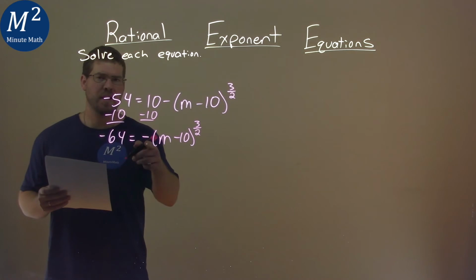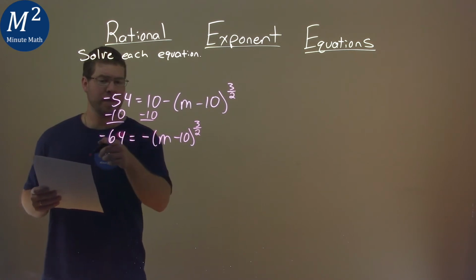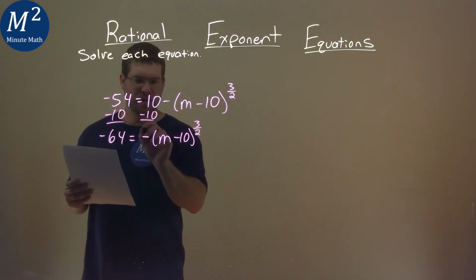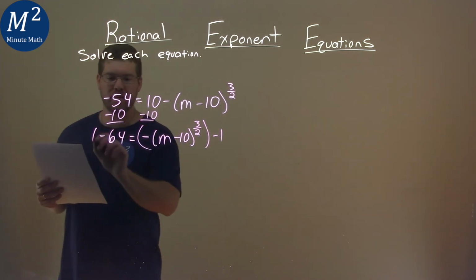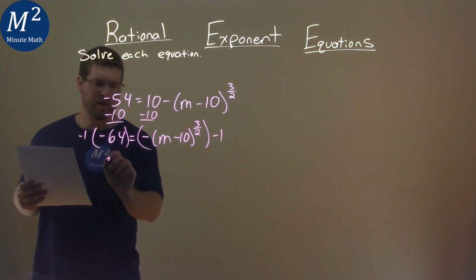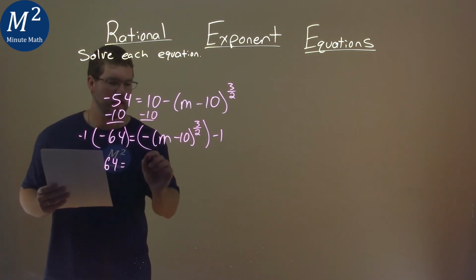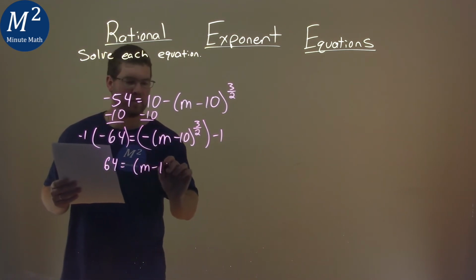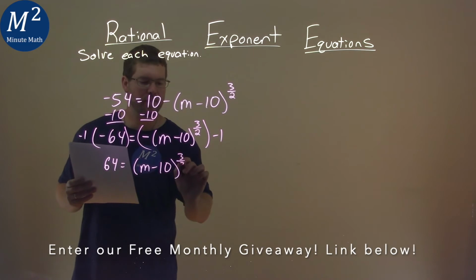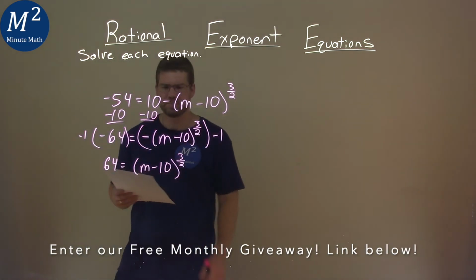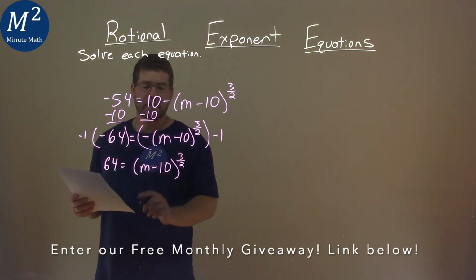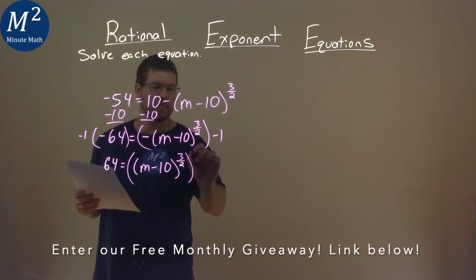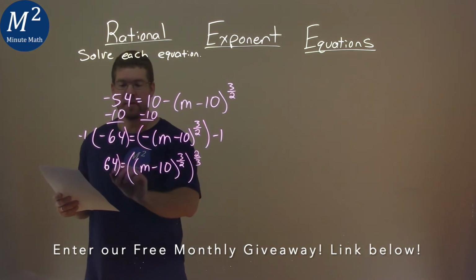Well, I don't like having a negative here. There's a negative being multiplied and a negative being multiplied here. So I can multiply both sides by -1 if you want, like this. And we get a positive. 64 equals (m minus 10) all to the 3/2 power. A little cleaner here. Let's get rid of that exponent. I'm going to raise both sides to the 2/3 power. Flip that fraction around.